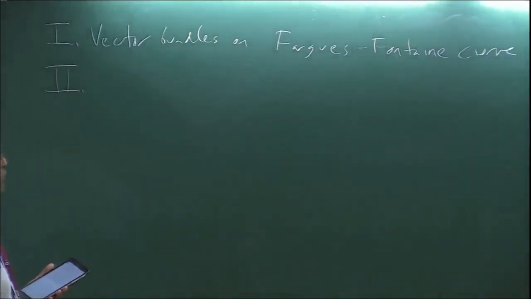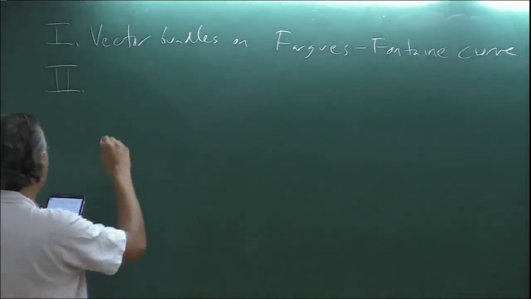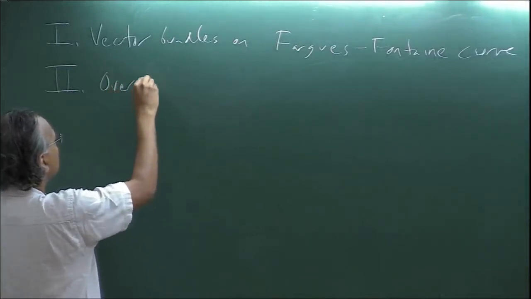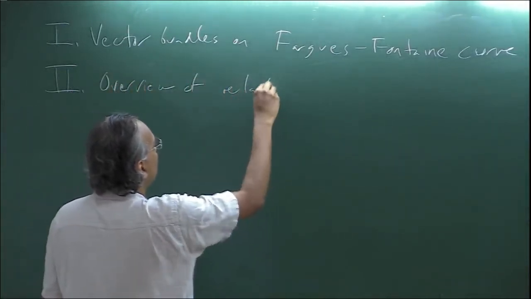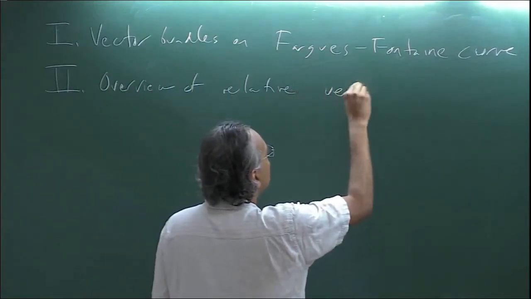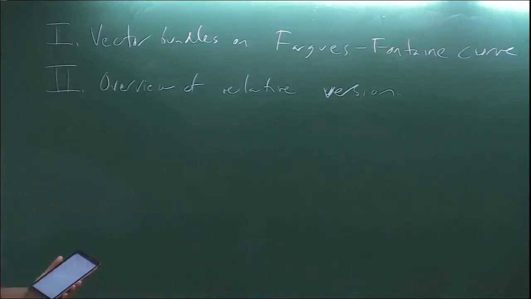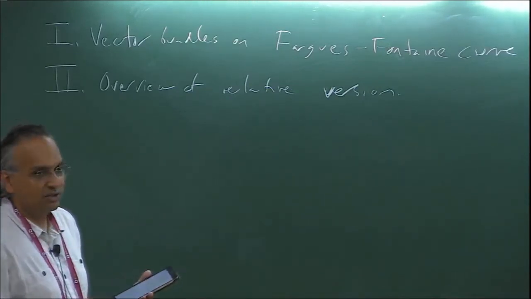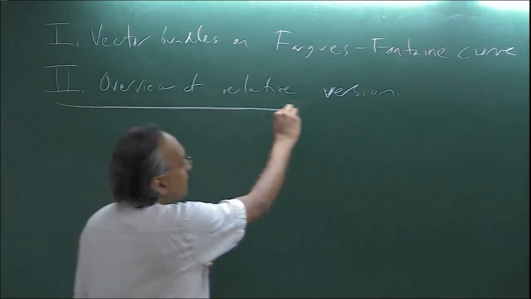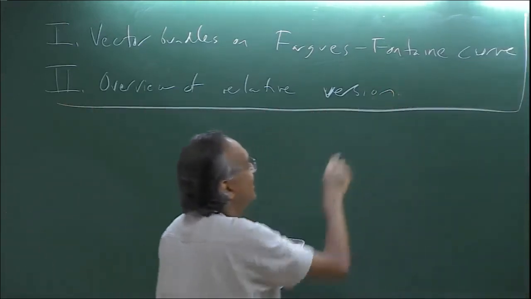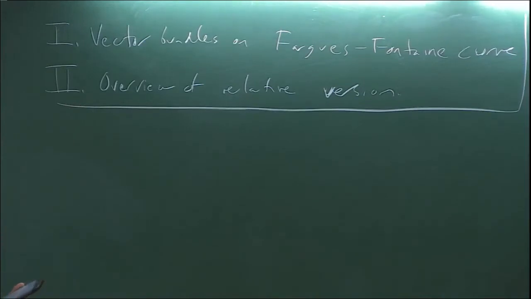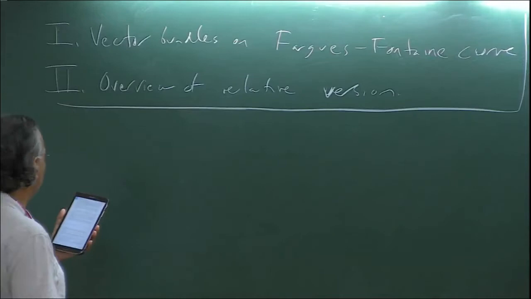And then with whatever time I have remaining, I want us to give an overview of the relative version of this story. There's a notion of a relative Fargues-Fontaine curve, which occurs if you want to study moduli of vector bundles on the Fargues-Fontaine curve, which, if you think about classical algebraic geometry, moduli spaces of vector bundles play an important role. And this will also tie into my talk at the conference next week. So that's a good place to end this series.